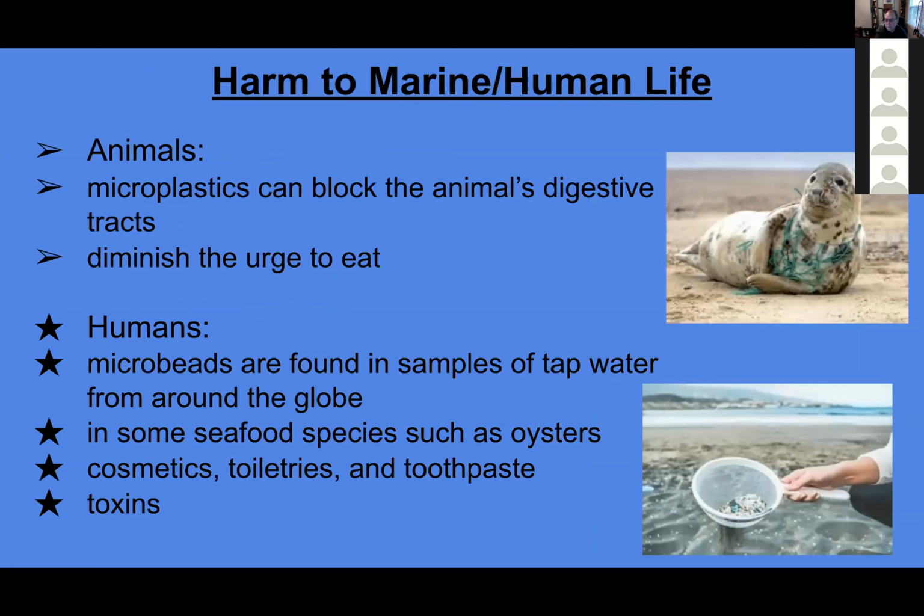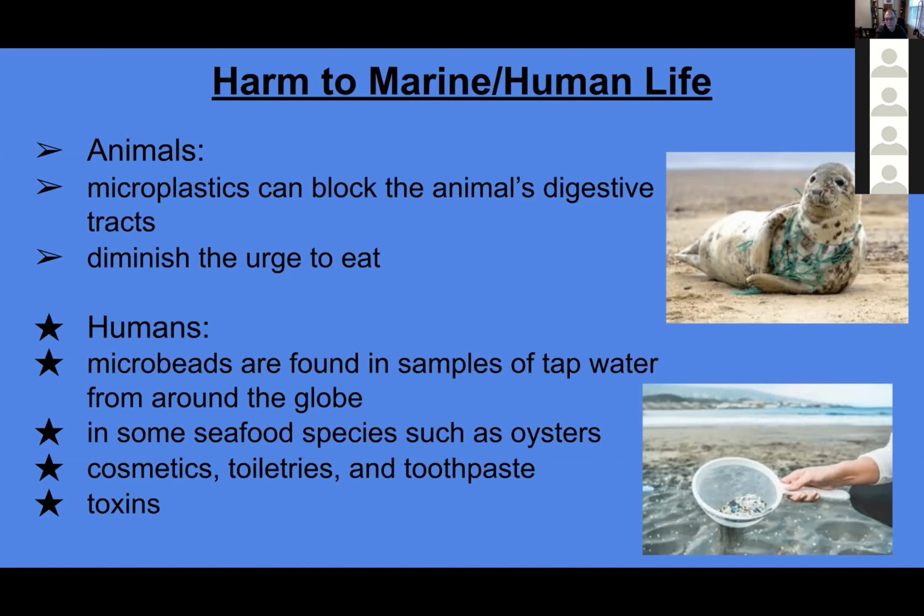All right, so how do microplastics harm marine life and human life? When animals are swimming in the ocean, they can mistake the microplastics for food. When the microplastic enters the body, their digestive tract becomes blocked and their stomachs can become full of plastic, causing the fish to starve. When the animal's stomach is full of plastic, it causes starvation and leads to some animals dying due to the plastics taking over their body.